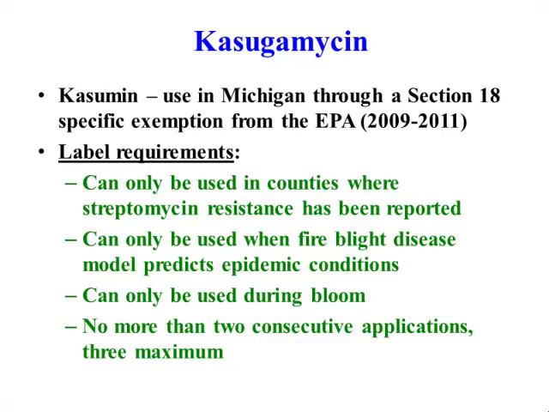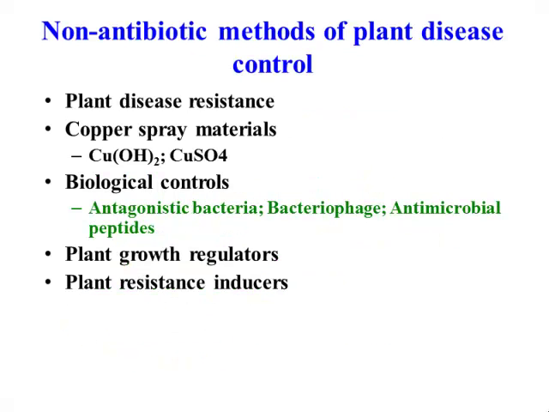The growers have been kind of slow to adopt it because it's very expensive. It costs twice as much as streptomycin does. So that's another limiting factor for apple growers in its use. They're only going to use it on their most highly prized varieties, the ones that will give them the highest economic return.